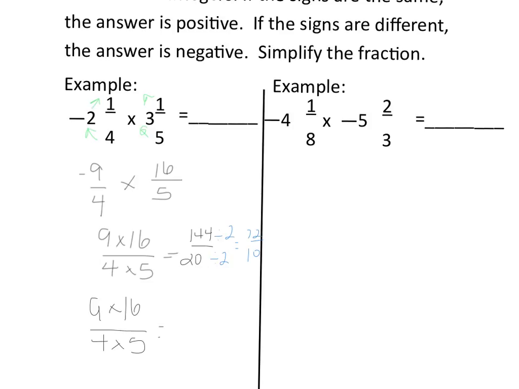Well, guess what? We can simplify by 2 again, giving us 36 over 5. So we know that the improper fraction is 36 over 5. To determine if it's going to be positive or negative, we look at the signs. Negative 2 1/4 and positive 3 1/5. The signs are different. Our answer is negative, negative 36 over 5.